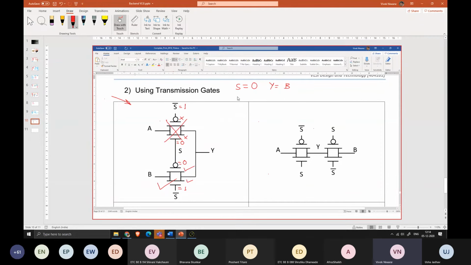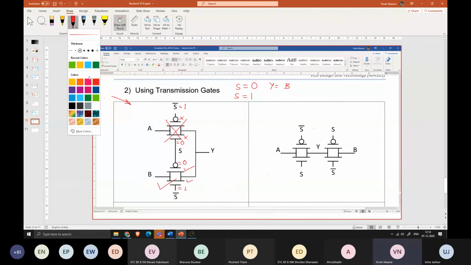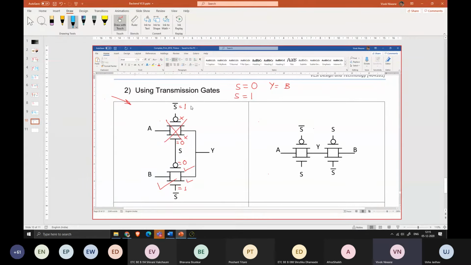Let us analyze the same way. What if S is equal to 1? Let me have some different color. Now if S is equal to 1, this is going to be 0, and this is going to be 1. Since S is connected to the PMOS, this is going to be 1. And since here we have S bar, this will be 0. So 0 is connected to the gate terminal of the PMOS. Let me erase the previous.